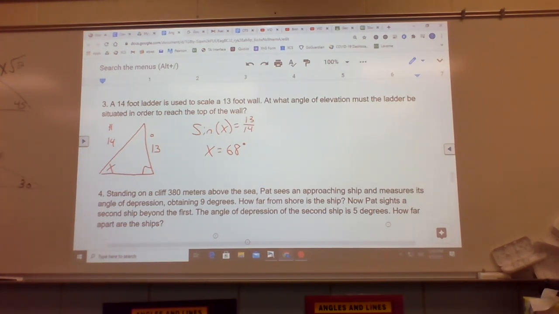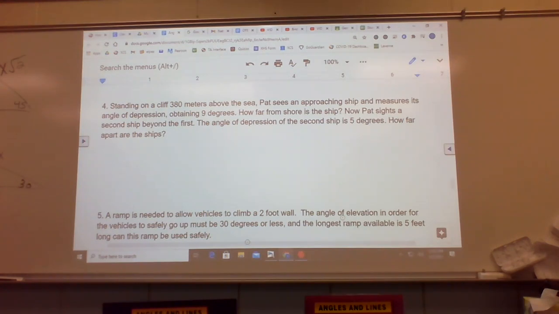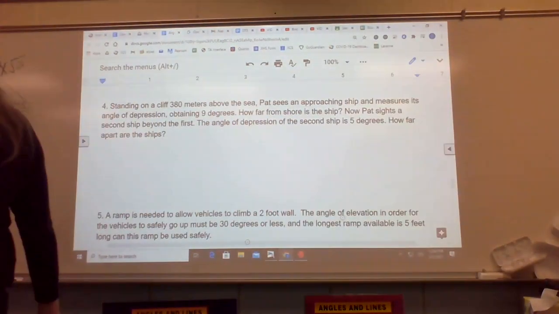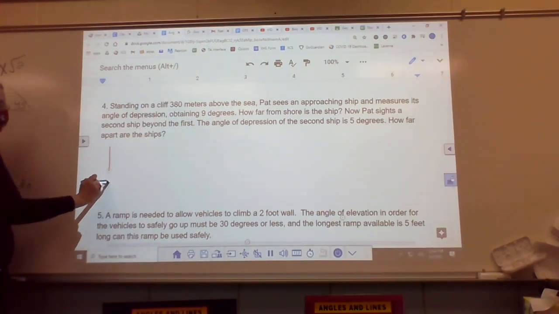Number 4 is just like number 4 yesterday. I give you the angles. It's pretty much the same thing, which means number 9 on the back is just like that also. So same as yesterday, I'm going to end up having to find two answers. And then it wants to know how far apart the ships are. So then I subtract.